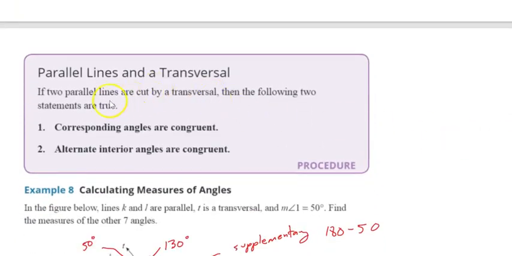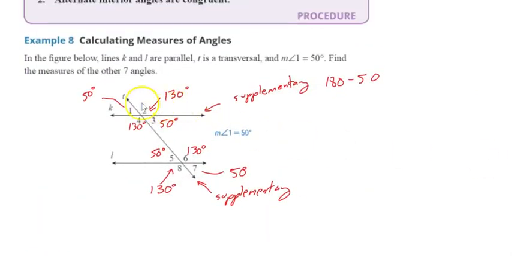Parallel lines and transversal. Okay, if two parallel lines are cut by a transversal, then the following two statements are true. Corresponding angles are congruent, and alternate interior angles are congruent. And this one I have filled out here. This is your transversal line right here. It kind of cuts through everybody. Think of these like streets.